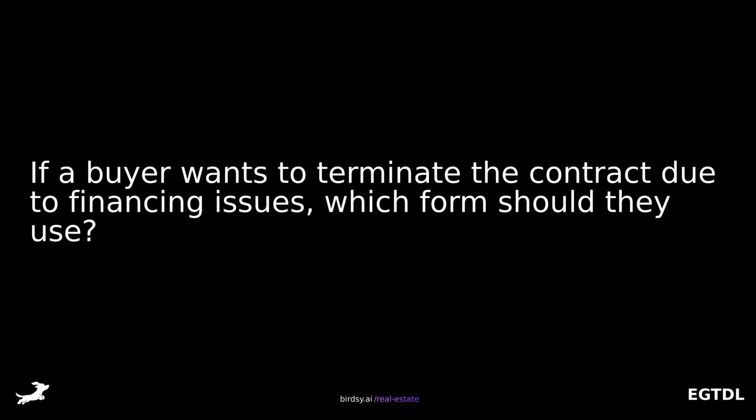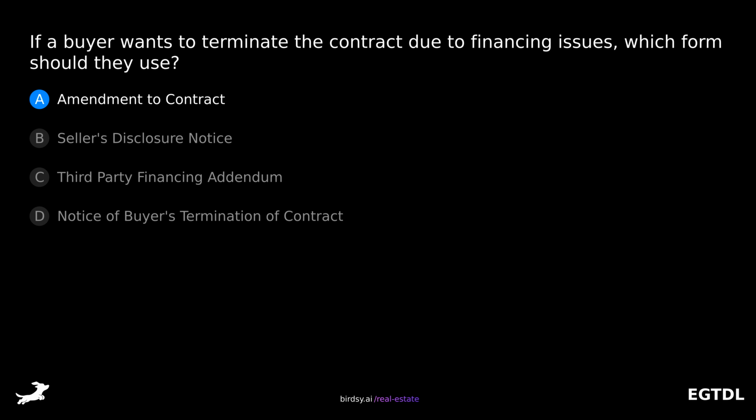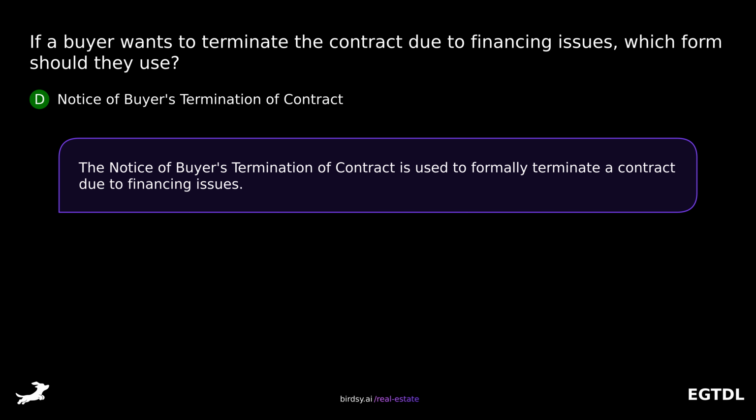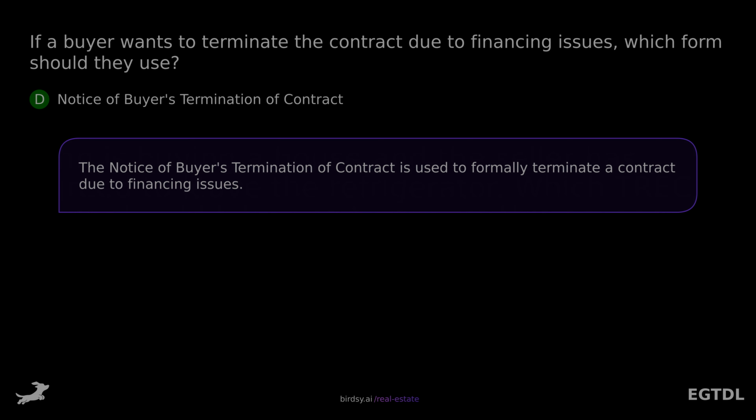If a buyer wants to terminate the contract due to financing issues, which form should they use? Is it A, amendment to contract, B, seller's disclosure notice, C, third-party financing addendum, or D, notice of buyer's termination of contract? The answer is D, notice of buyer's termination of contract. The notice of buyer's termination of contract is used to formally terminate a contract due to financing issues.